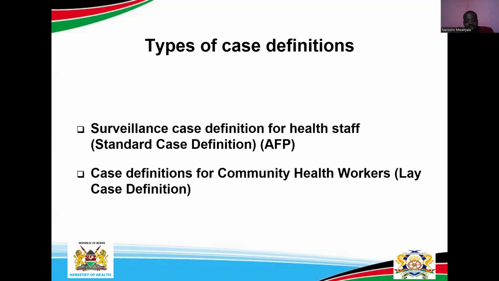Then we have what we call the case definition for community health workers, or a lay case definition. Let's still look at AFP. For the lay case definition for the CHPs, we talk of any child below 15 presenting with body weakness. So the standard case definition for healthcare workers is more detailed compared to the lay case definition, simply because for healthcare workers, it helps us identify the particular diseases. I mean, we increase our sensitivity for the disease that we're trying to conduct surveillance on.